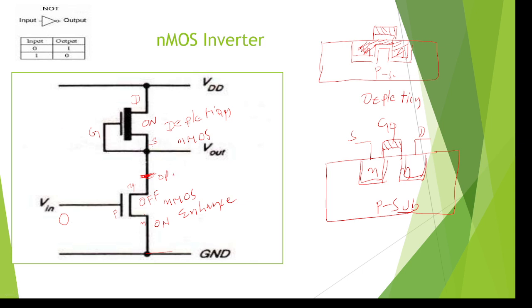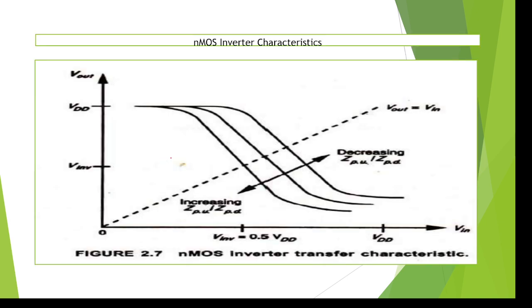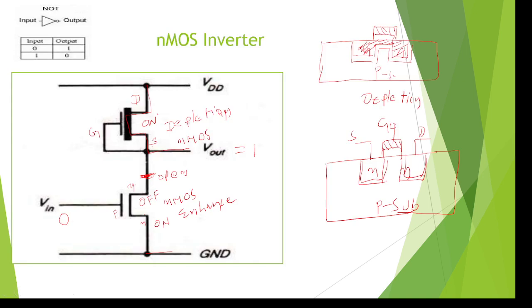So that's why here it is open, and here it is always in the on condition. Then VDD is flowing through this direction, hence the output is high, or 1. So this is the operation for the NMOS inverter. And coming to the characteristics, when the input is 0, the output is high. When the input is high, the output is almost 0. And in between it will be input and output. So this is about the NMOS inverter.